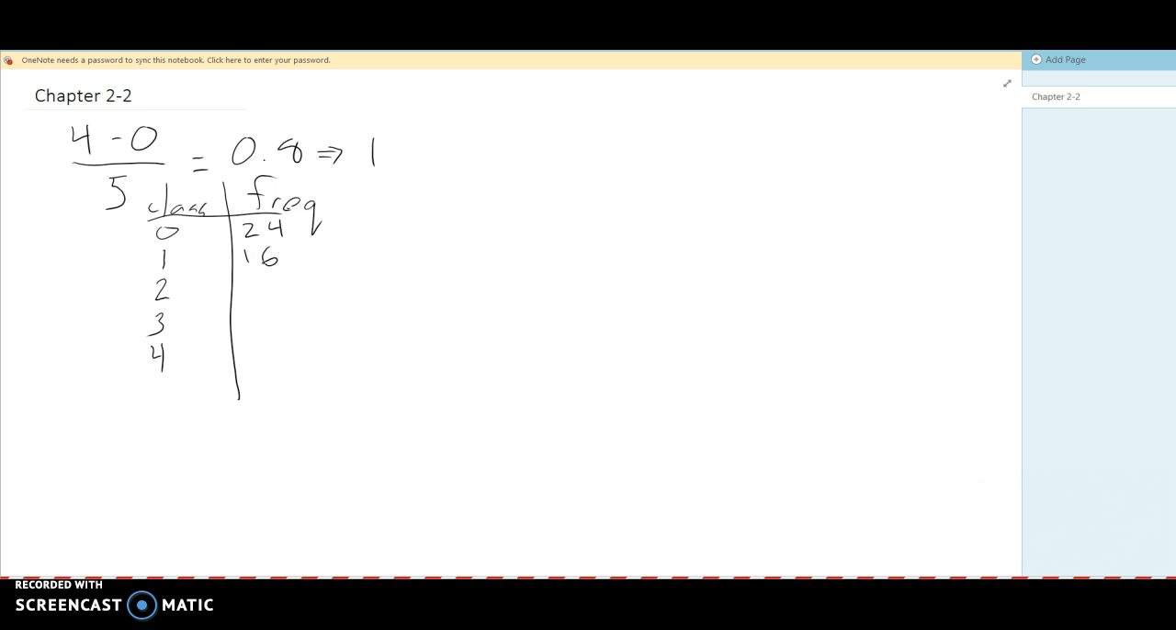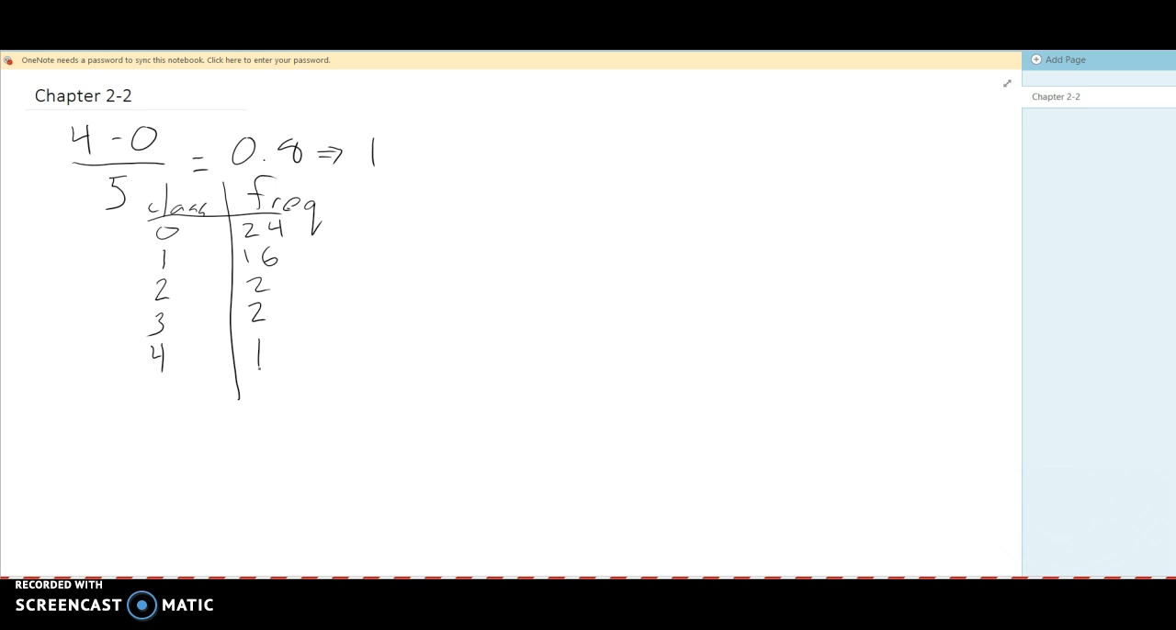2s, I've got 1, 2, so it's twice. 3s, I've got 1, 2, so that happens twice. And 4s, it looks like I only have 1 of those. So this is going to be what my frequency distribution table looks like.